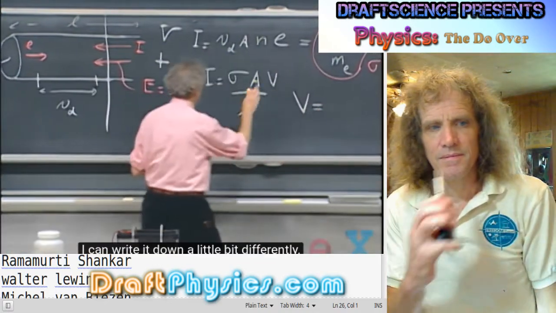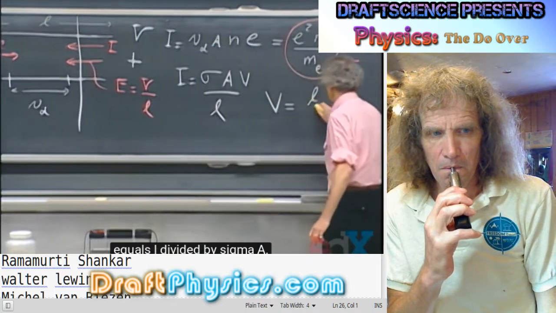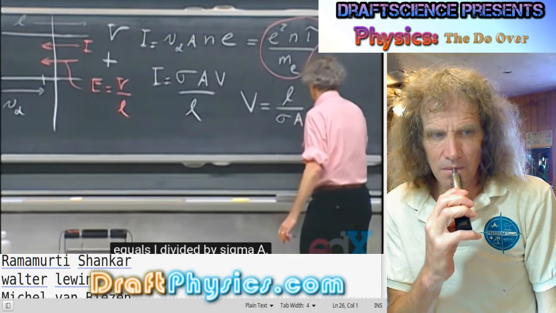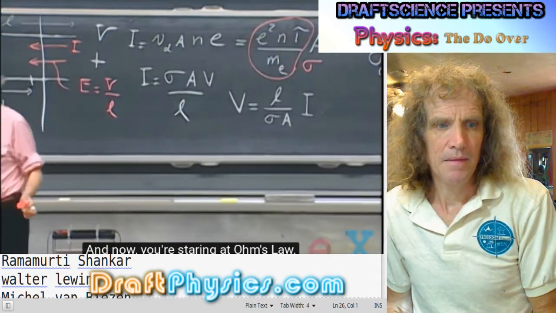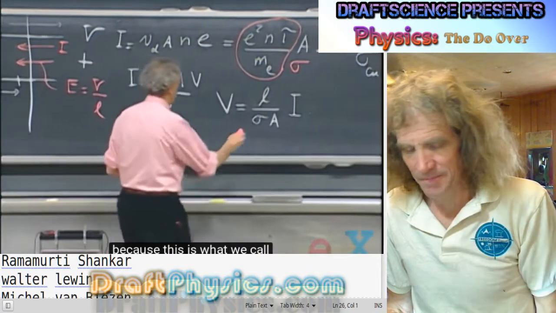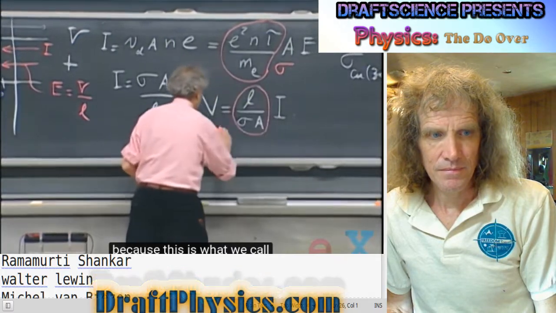I can write it down a little bit differently. I can say V therefore equals L divided by sigma A times I. And now you're staring at Ohm's law, whether you like it or not. Because this is what we call the resistance, capital R.